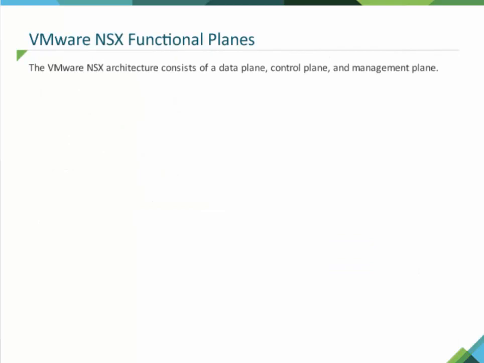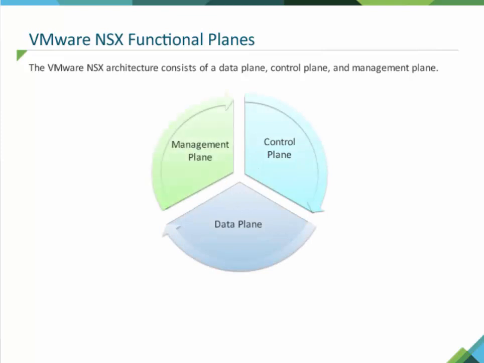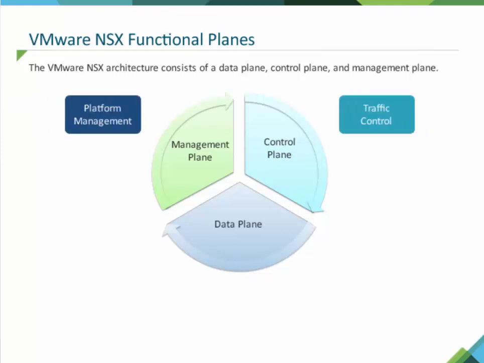The VMware NSX architecture consists of a data plane, control plane, and management plane. Each plane consists of multiple components responsible for platform management, traffic control, and service delivery. It also includes the necessary components for integration with a cloud management platform.